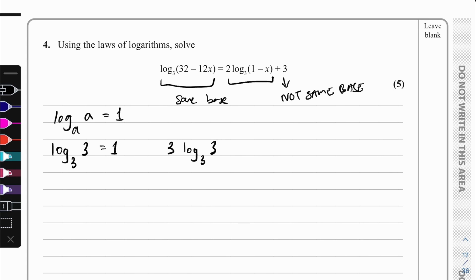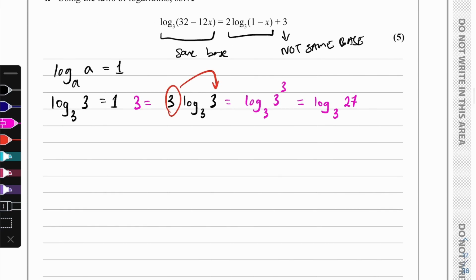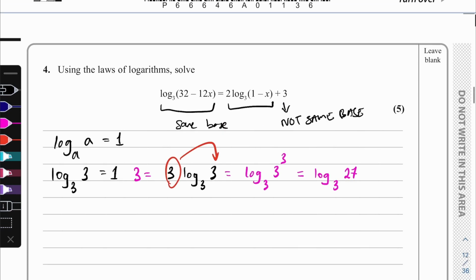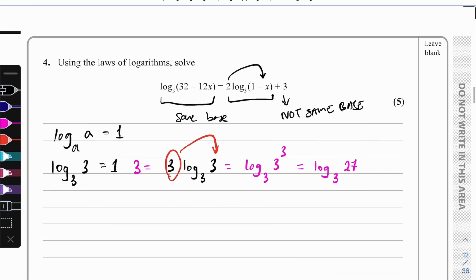Now, I don't like having 3 over here. Let's put it to the power using the power law. So this becomes log base 3 of 3 raised to the power 3. So what's 3 times 3? 9. 9 times 3 is 27. So we have log base 3 of 27. Now we can rewrite the equation, and we can also bring this power up to this 1 minus x.